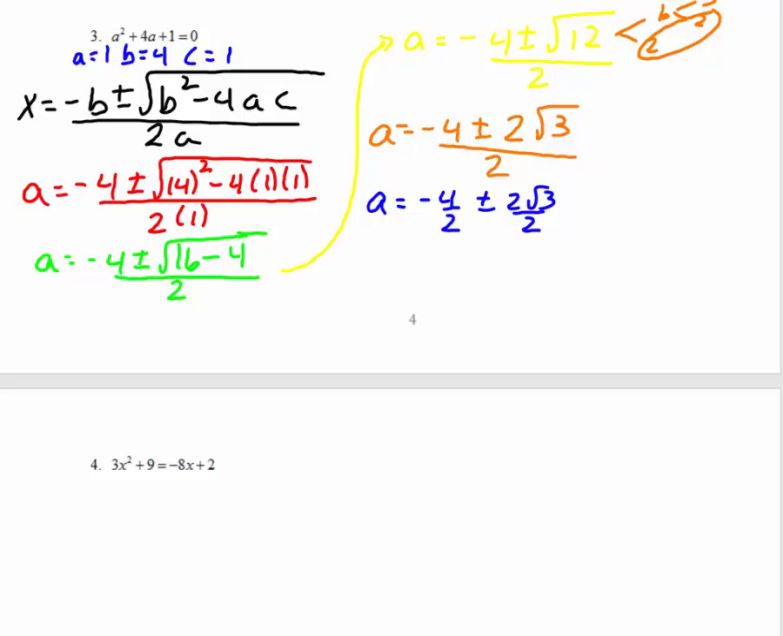So reducing that, we get a equaling -4 divided by 2 is -2, plus or minus the 2's cancel, and I get square root of 3. So a is going to equal -2 plus or minus the square root of 3. So separate your answer into two separate fractions and then reduce if you can.